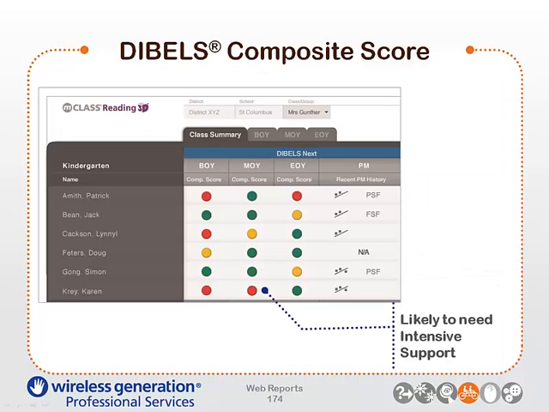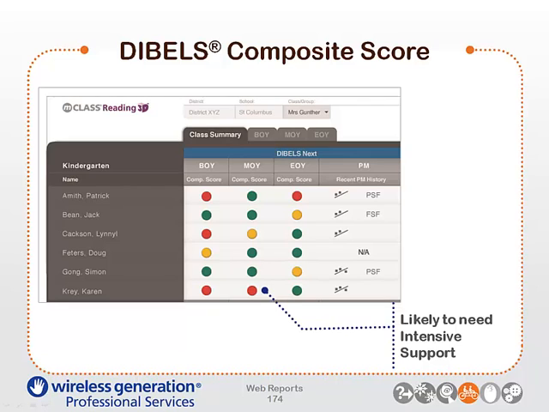Here we're going to talk about the composite score. The composite score determines the student's score level and likely need for support. Green is at or above benchmark, likely to need core instruction. Yellow is below benchmark or likely to need strategic support. You also have red. This indicates that students are well below benchmark. They are likely to need intensive support.